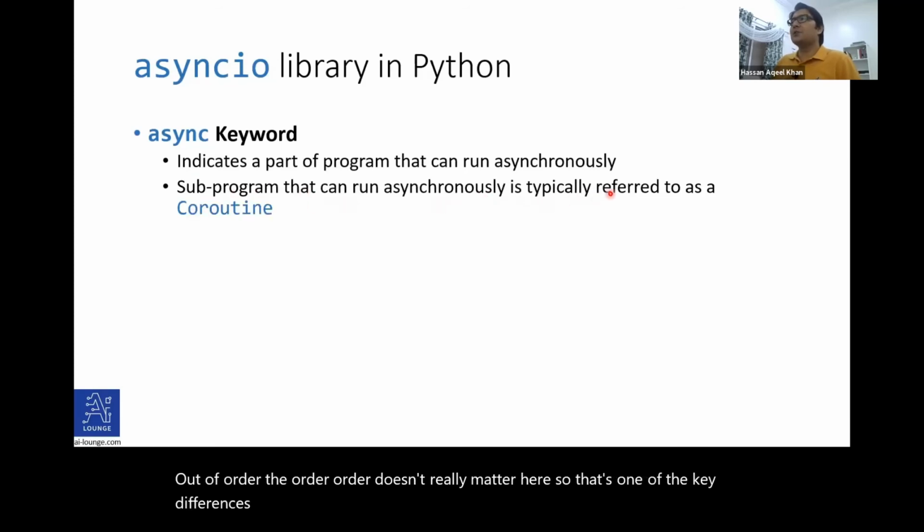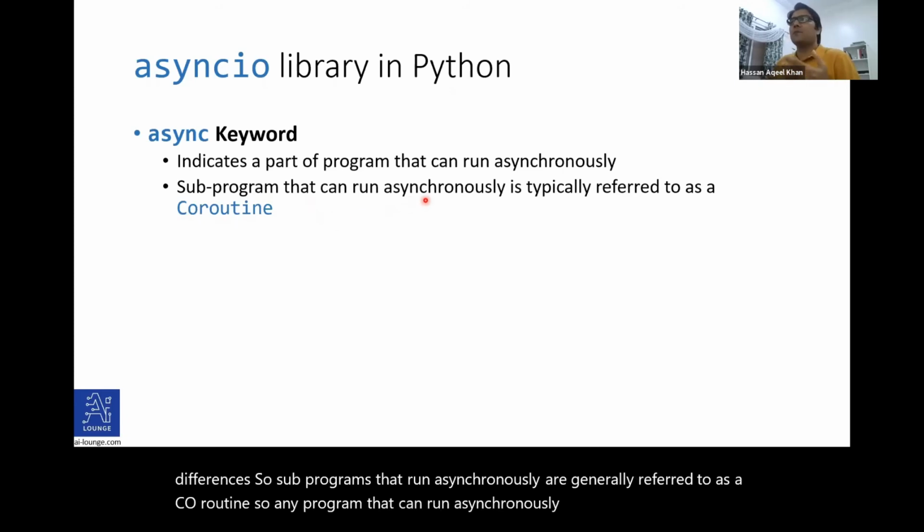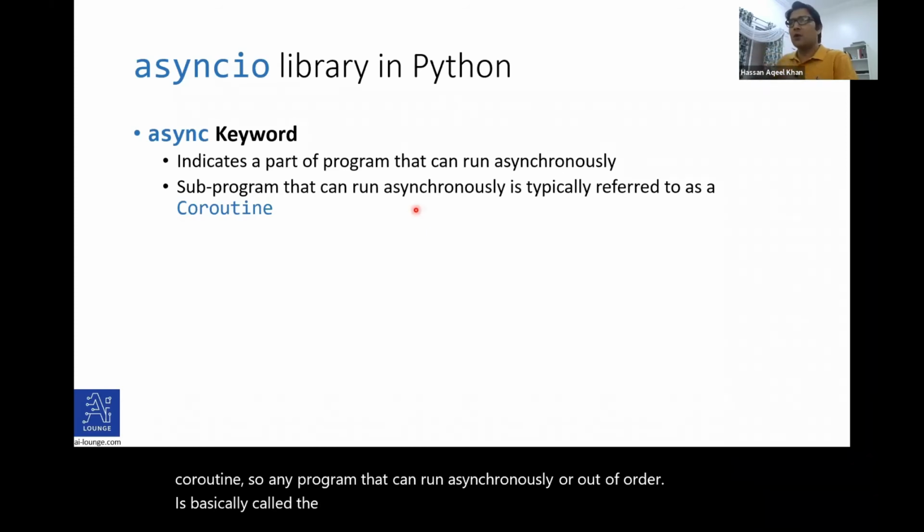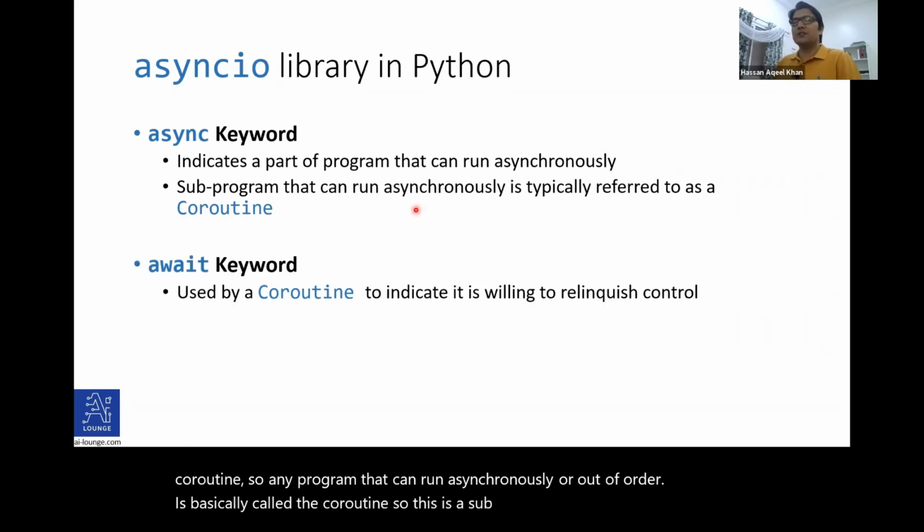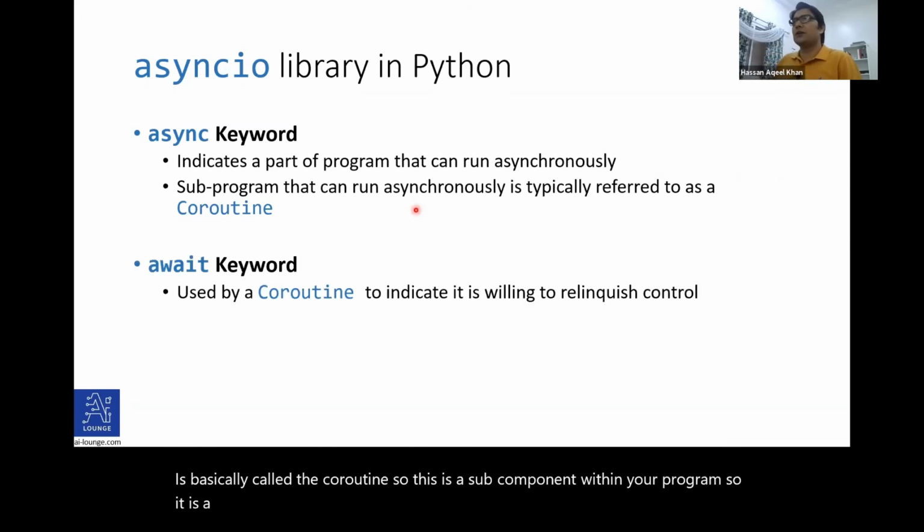Sub-programs that run asynchronously are generally referred to as coroutines. So any program that can run asynchronously or out of order is basically called a coroutine. This is a sub-component within your program. Sorry, this got a little heavy on the terminology, but let me quickly go to the code.